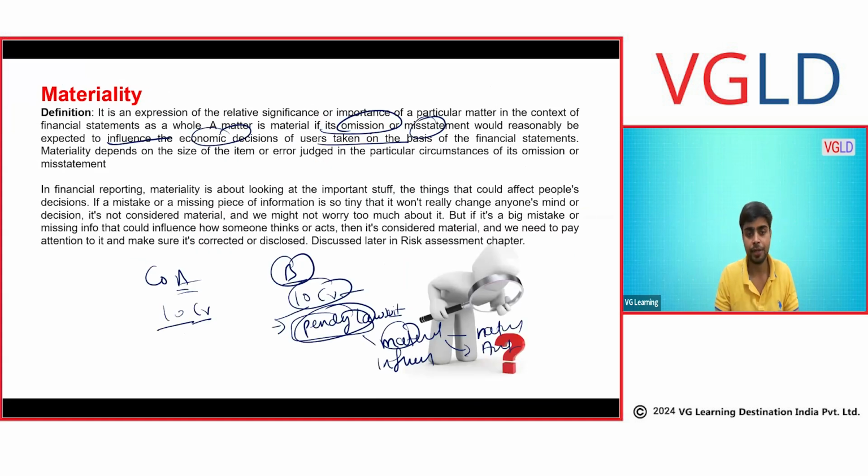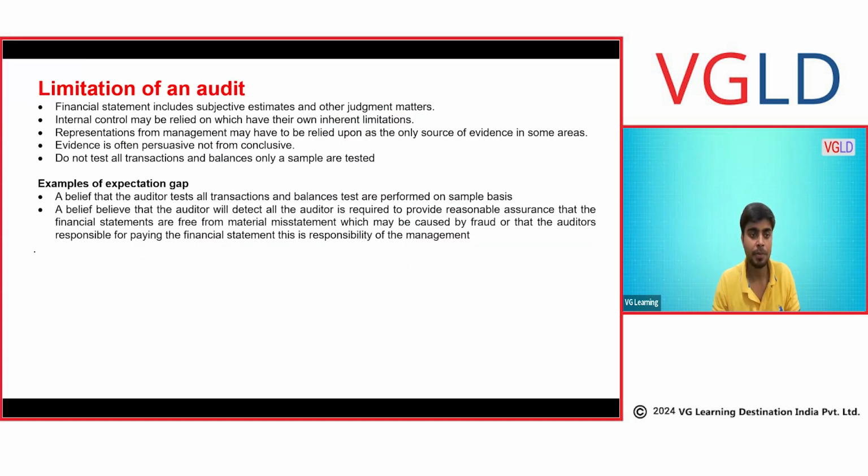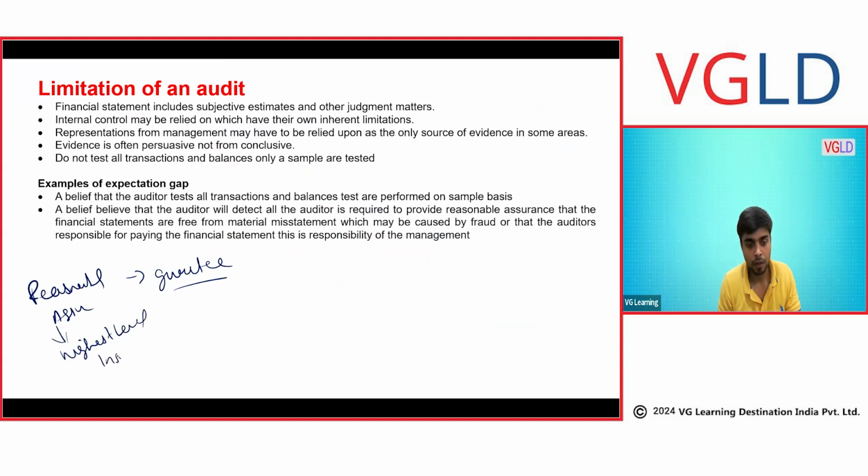So, reasonable assurance. Reasonable assurance is not a guarantee. It's the highest level of assurance. If you want to go deeper, then you need an investigation, and investigation is done by regulatory authorities.